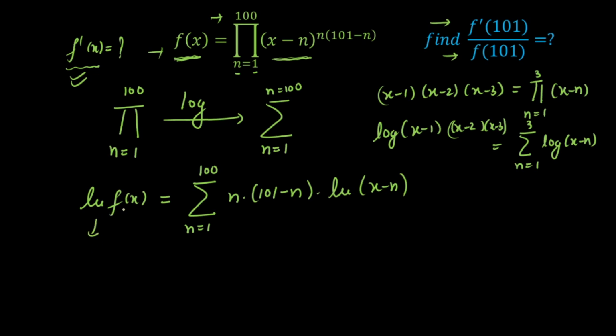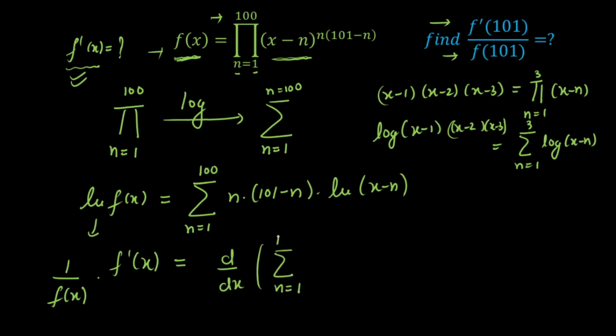If I differentiate ln of f of x, first I differentiate the log function, which gives 1 upon f of x. Next is the differentiation of f of x, which I can directly write as f dash of x. Now it will be equal to d by dx of the given expression: the summation, n varying from 1 to 100, of n multiplied by (101 minus n) multiplied by ln of (x minus n). Now this I'm going to solve in the next slide.